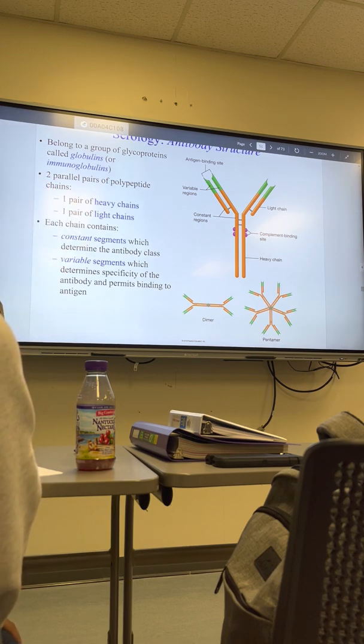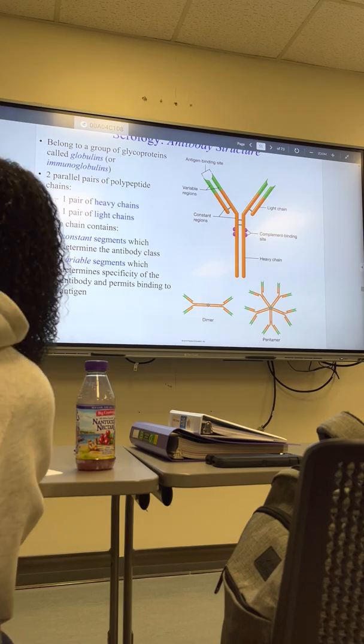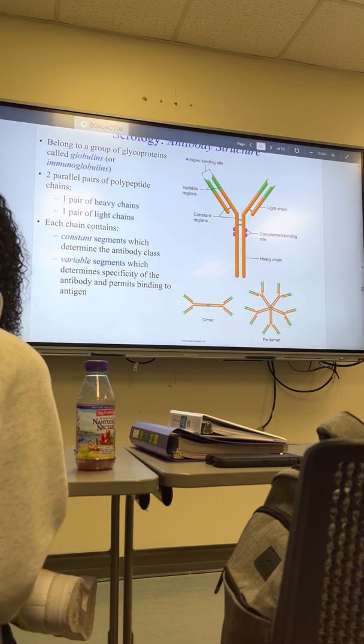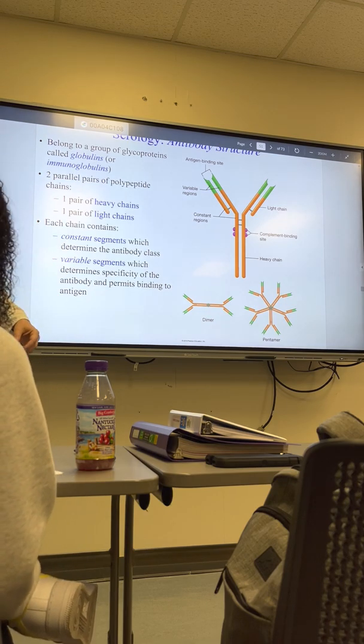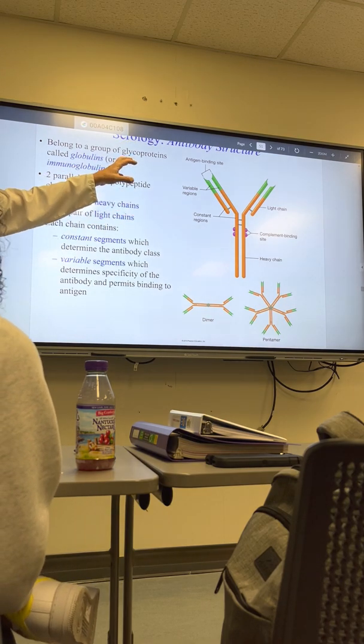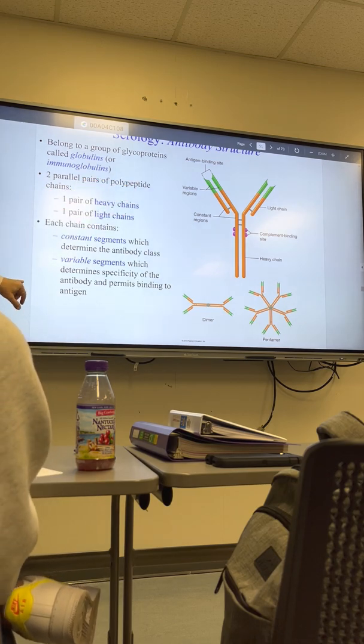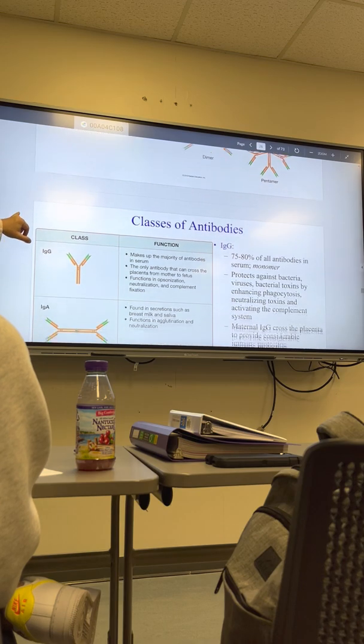I think variable regions, you said, determine the antigen specificity. And then you said the constant regions determine the antibody class. Absolutely. And I gave you a little example over here, right? Two different types of lymphocytes that were activated. All right, good.